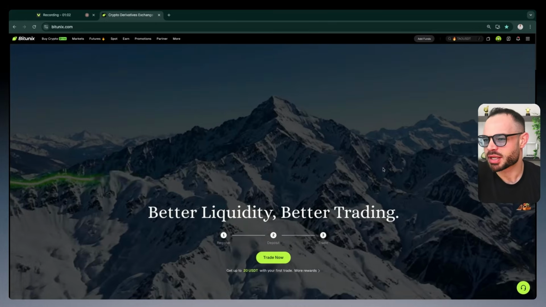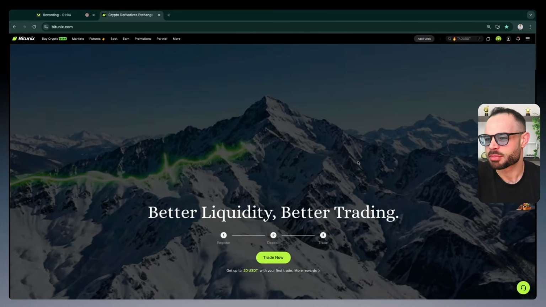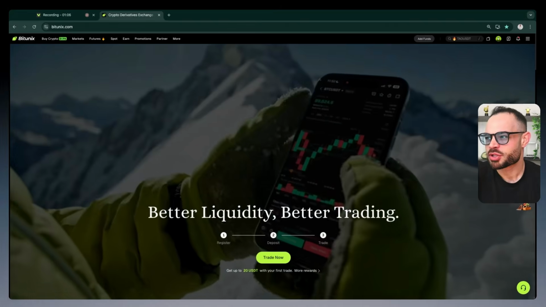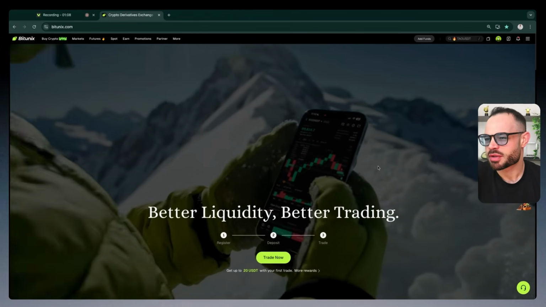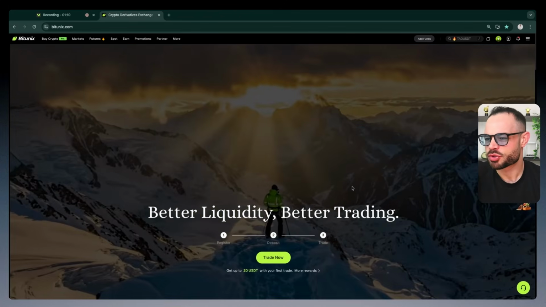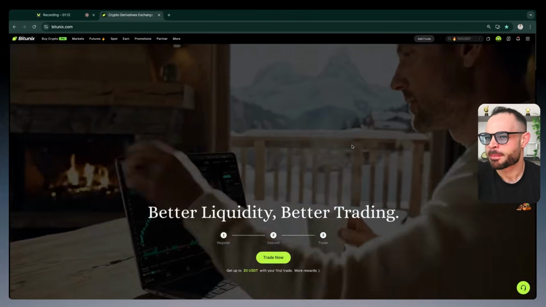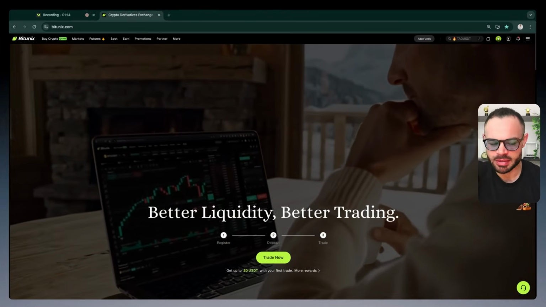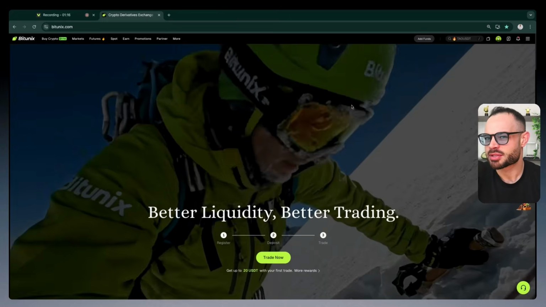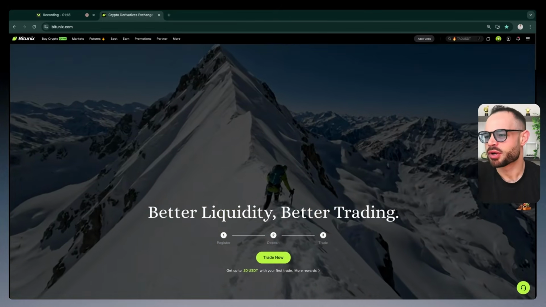Bitunix also allows you to trade futures, very similar to how you can trade futures on other centralized exchanges, just like Binance or Bybit. Now, the prerequisite here is obviously you do need to fund your account.